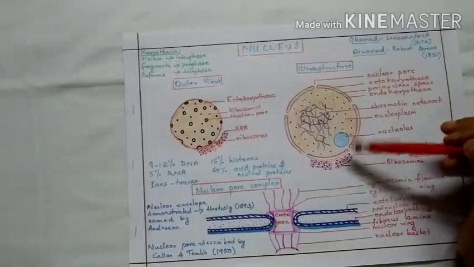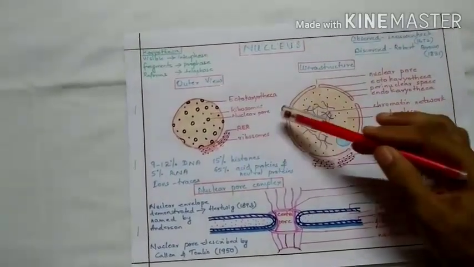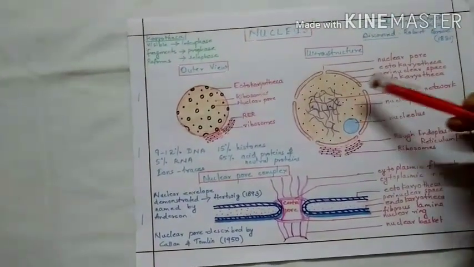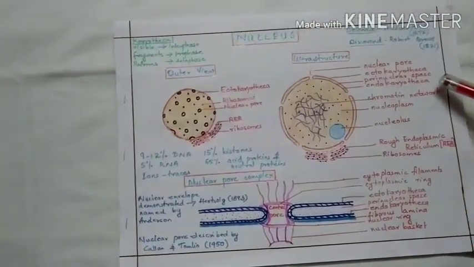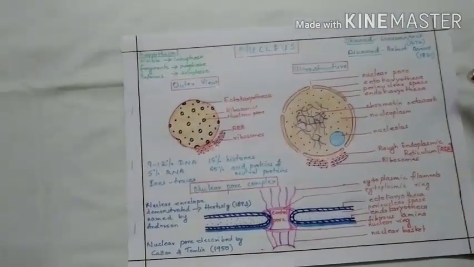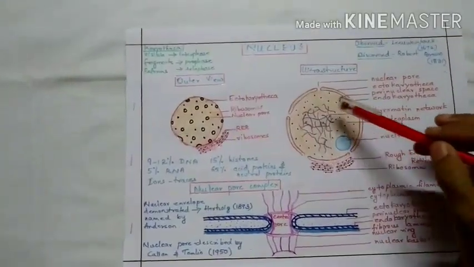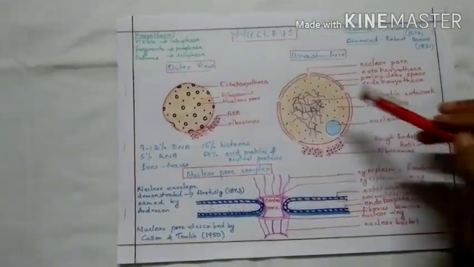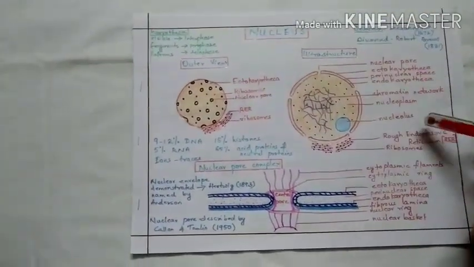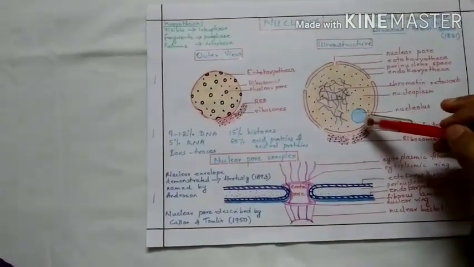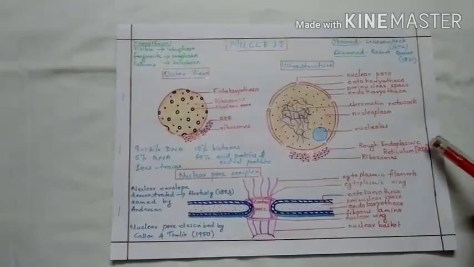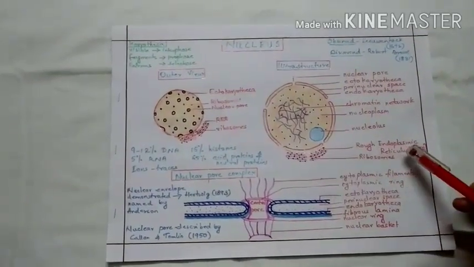As you can see in this picture, there are nuclear pores in plenty, the outer membrane called the ectokaryotheca, the inner membrane called the endokaryotheca, separated by a fluid-filled space called the perinuclear space. The ground substance or the nucleoplasm, in which lies the chromatin network. The largest part of the nucleus is the nucleolus, which is shown here in the blue shade. From the outer membrane, the rough endoplasmic reticulum with ribosomes can be seen.